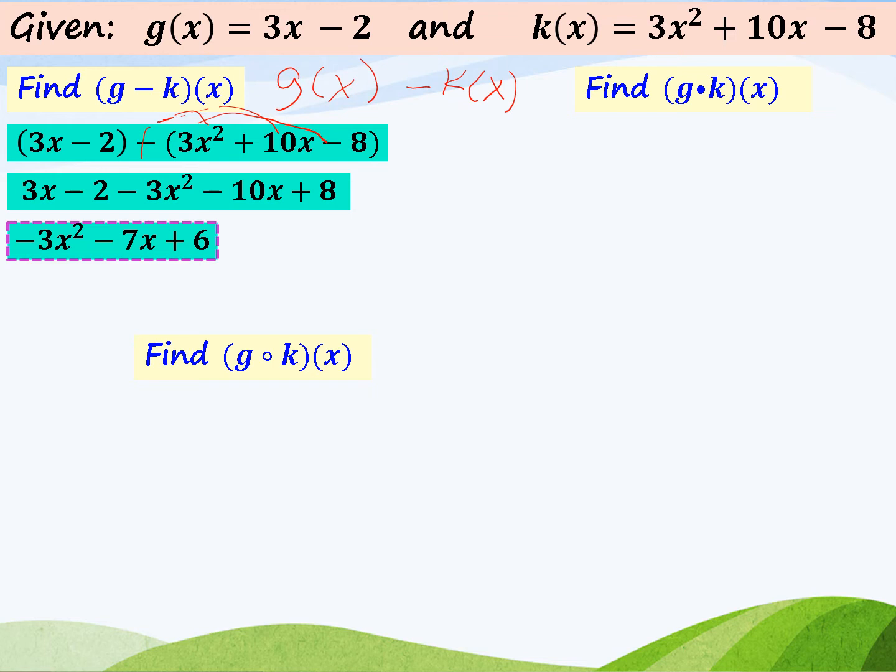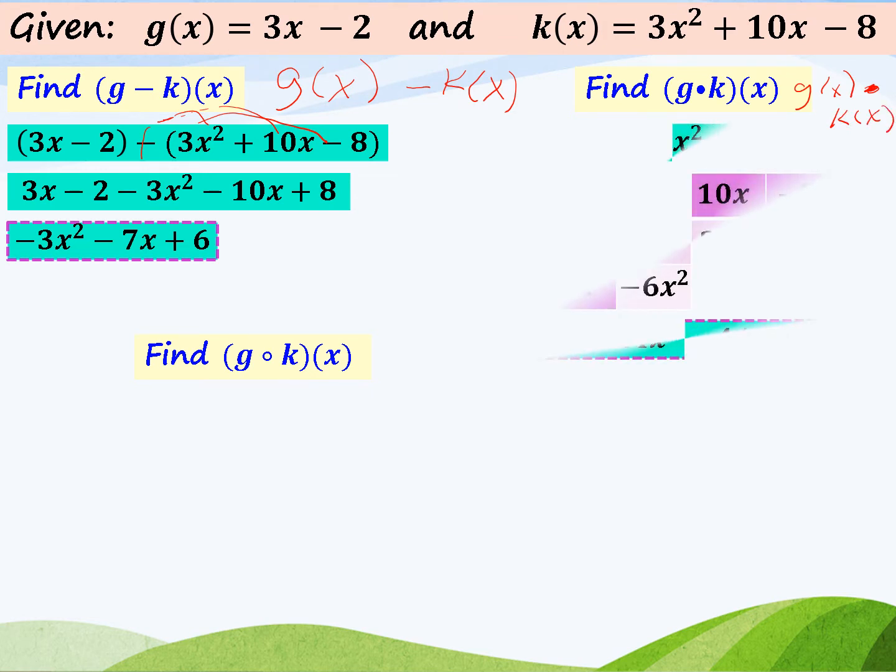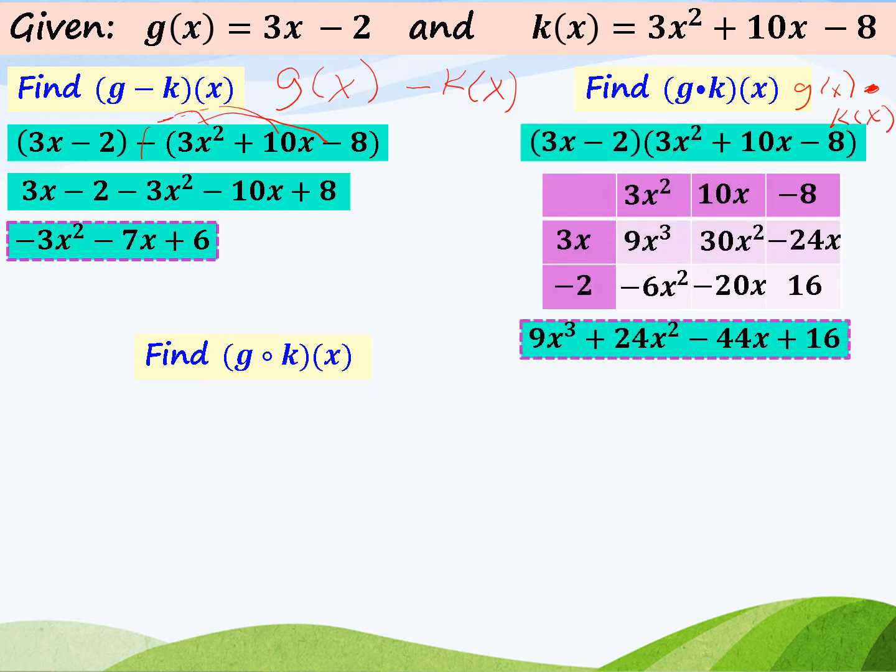Now, let's look at the next one, g closed circle k of x. Well, remember that closed circle means multiply, and that's the same as g of x times k of x. So what that means is I'm simply going to multiply the 2 functions. Now, when it comes to multiplication, you can do double distribute or you can do the box. So I chose to demonstrate with the box.